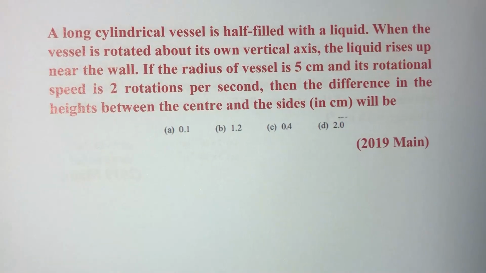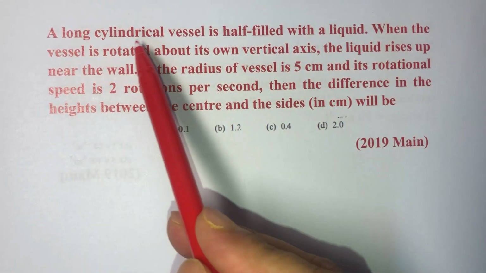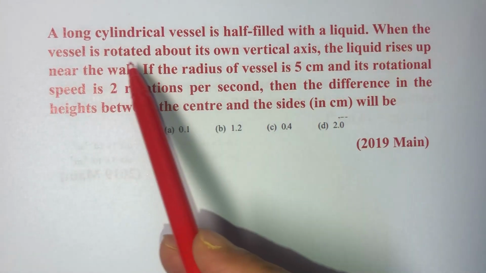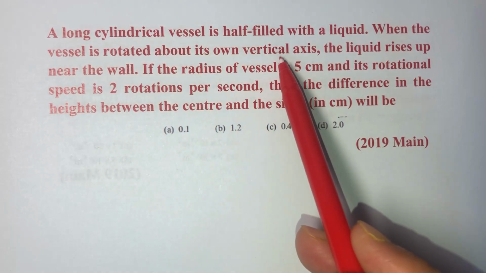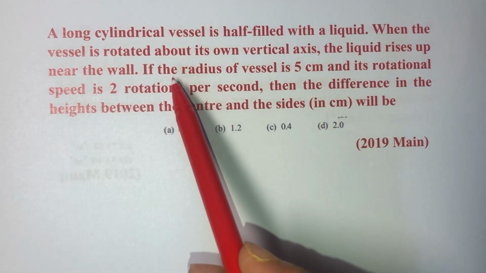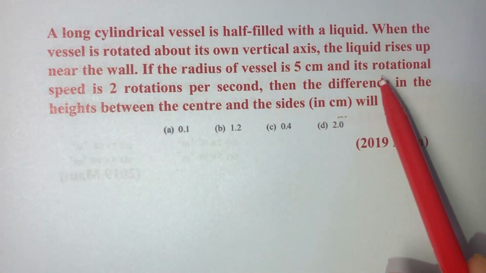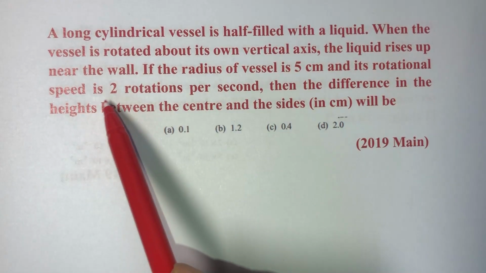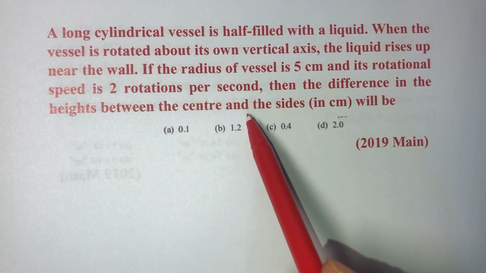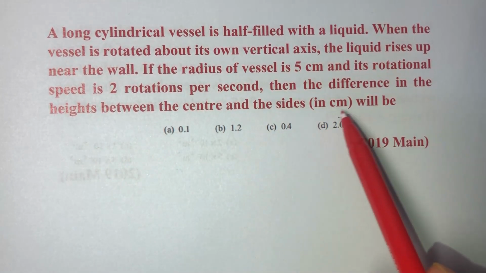Hello friends, today's question. A long cylindrical vessel is half filled with a liquid. When the vessel is rotated about its own vertical axis, the liquid rises up near the wall. If the radius of the vessel is 5 cm and its rotational speed is 2 rotations per second, then the difference in the heights between the center and the side in centimeter will be.